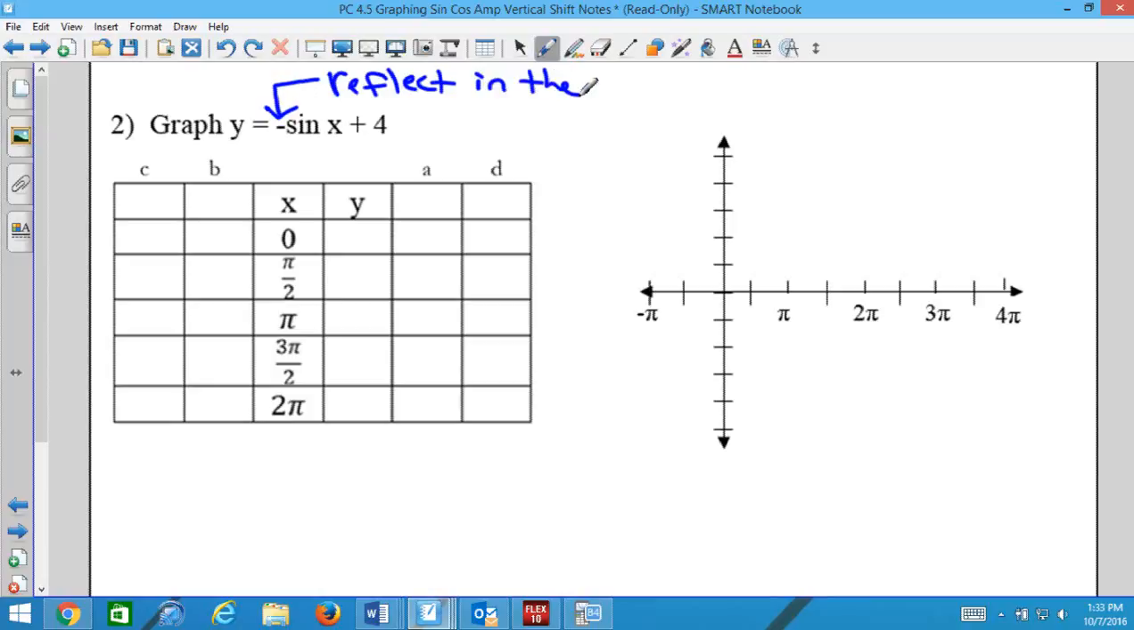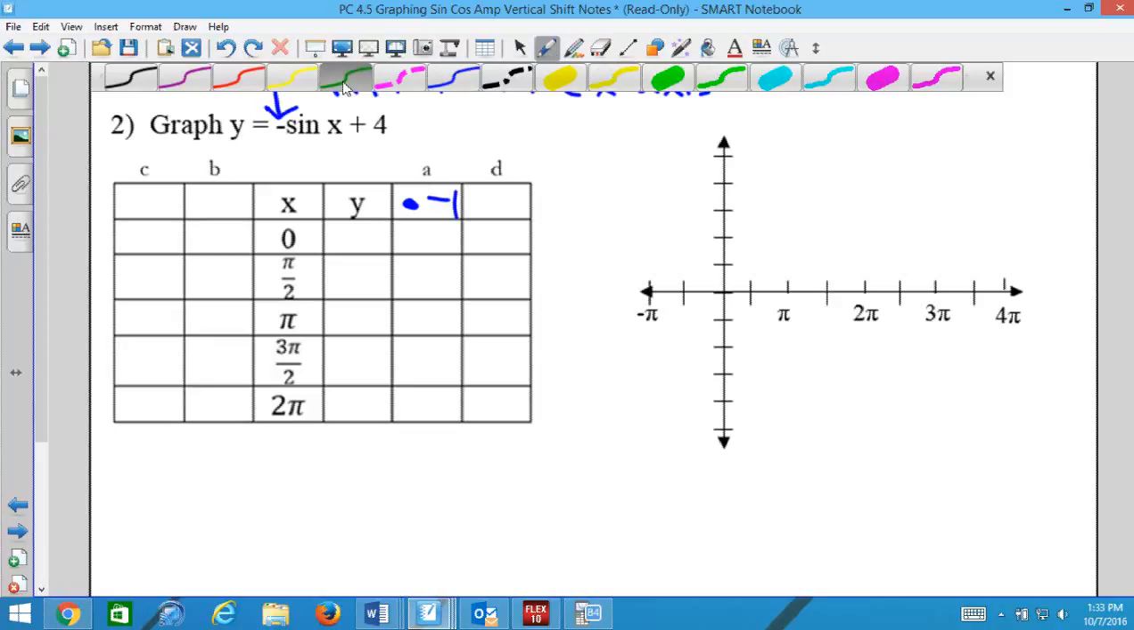Reflect in the x-axis, but that is in our A column. Is our amplitude -1? No. Because the amplitude is just a positive number, and so the amplitude would be 1. There's no stretch on it, there's just a reflection. It's just reflected, it's not stretched. Amplitude is a stretch. And then that 4 tells us to do what?